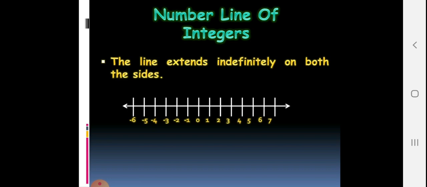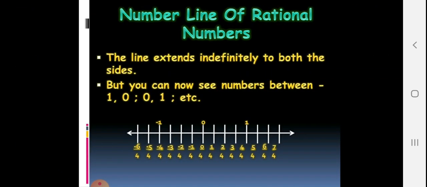On the left hand side you can see all the negative numbers. On the right hand side you can see all positive natural numbers, and in the center you can find 0. Number line of rational numbers. So the line extends indefinitely to both sides, but you can now see the numbers between 1 and 0 as well as 0 and minus 1. You can see it is 0 upon 4, 1 upon 4, 2 by 4, 3 by 4, and 4 upon 4 will turn into 1, and so on you can go ahead.